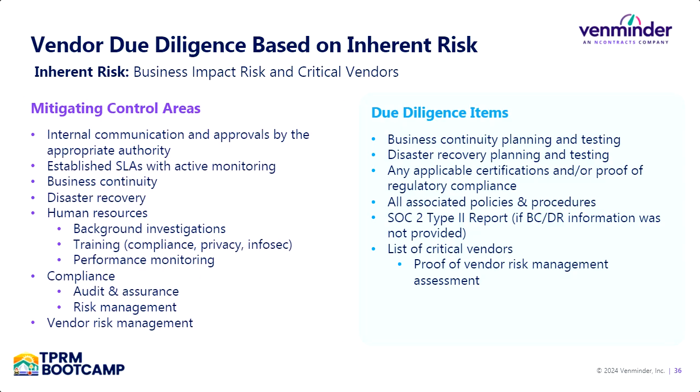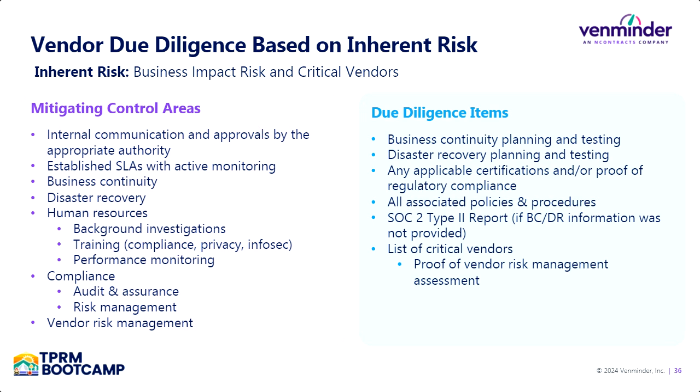Okay, so the next couple slides, we're going to look at different types of risk and the focus we might have on controls and what due diligence items to collect. So this first one is where we have a high business impact risk or a critical vendor. We're really looking to make sure that they have good communication practices and that we have very strong SLAs with monitoring regarding their performance and uptime. We want to pay attention to their business continuity and disaster recovery, including their plans, testing, and results.